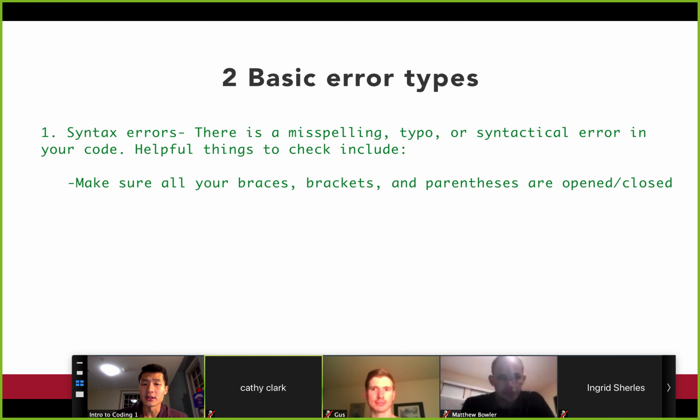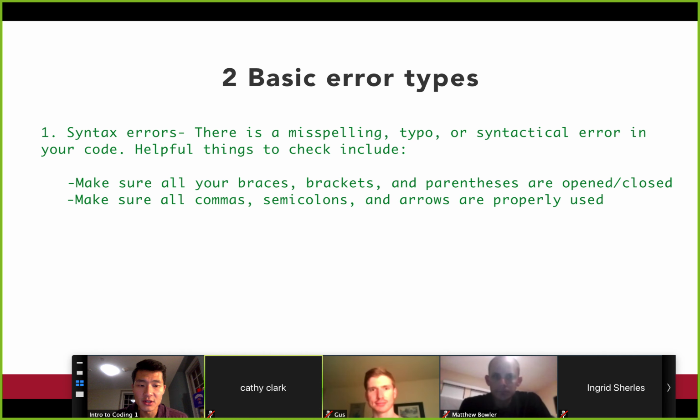And so helpful things to check when you come across syntax errors are to make sure all your braces, brackets, and parentheses are opened and closed in the right order. Okay. So remember how we talked about how code reads from left to right, top down, for the most part. And so if I have a parenthesis here and a bracket here, the parenthesis has to close before I close the bracket, right? The brackets and parentheses can't be intertwined.